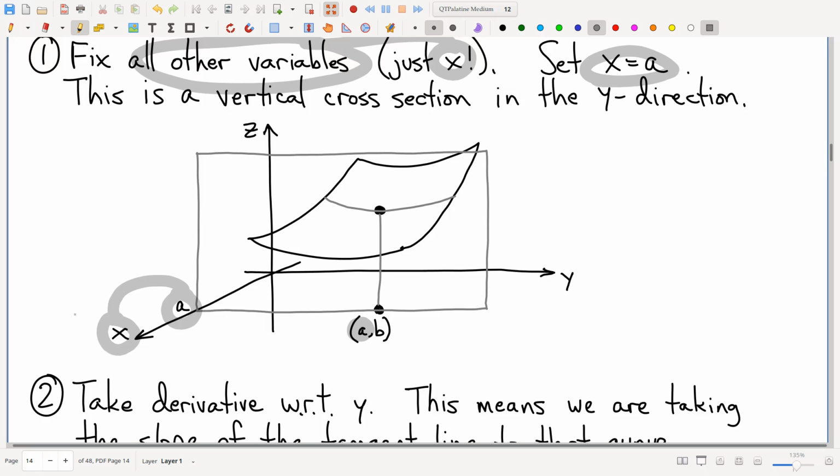Okay, so setting x equal to a, of course that gives us a plane. Right? So we get a plane like that. And if we restrict our attention to what's happening in this plane, we started off with a surface. Effectively, we're taking a cross-section, this vertical plane. We're taking a vertical cross-section of our initial graph surface, and that cross-section is now just a curve.